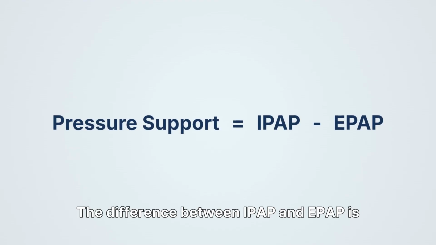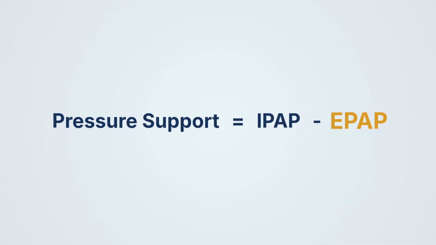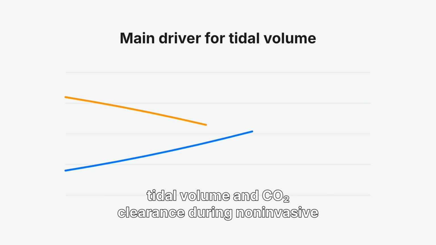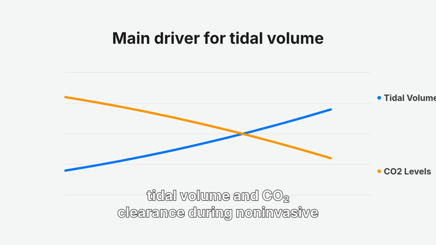The difference between IPAP and EPAP is called pressure support. Pressure support is the main driver for tidal volume and CO2 clearance during non-invasive ventilation.